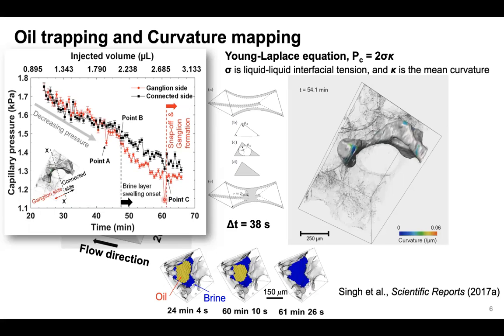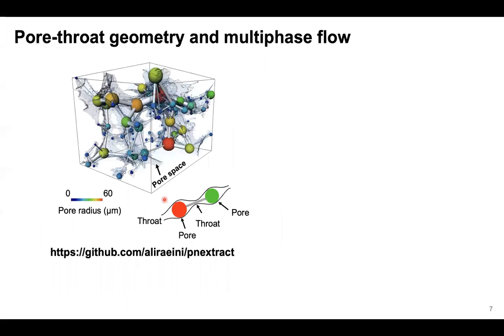Another thing we can do is convert the pore space into a pore-throat network. Here what you see are spheres, which are pore spaces, and these tubes represent the throat radius.